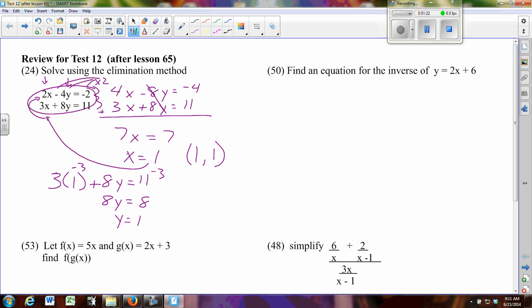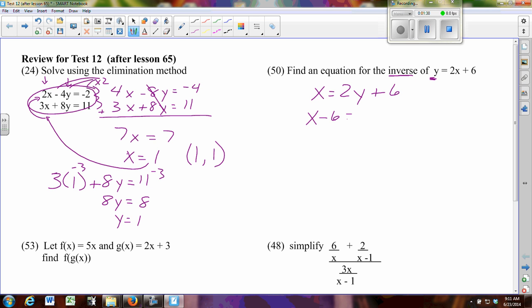The next problem: define the equation of the inverse. The key word here is inverse. Whenever I hear inverse, I always think of switching the x and y around. Now, once I switch the x and y around, we usually like to see an equation solved for y. So I'm going to bring over the x.